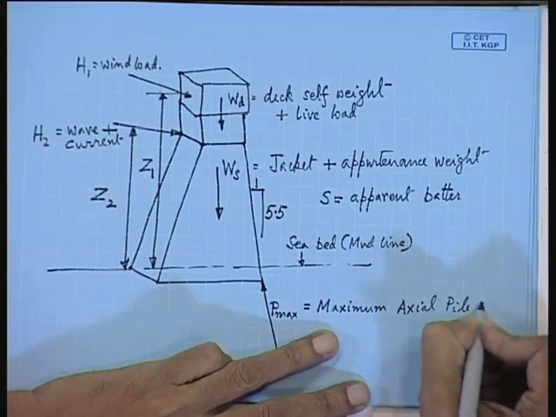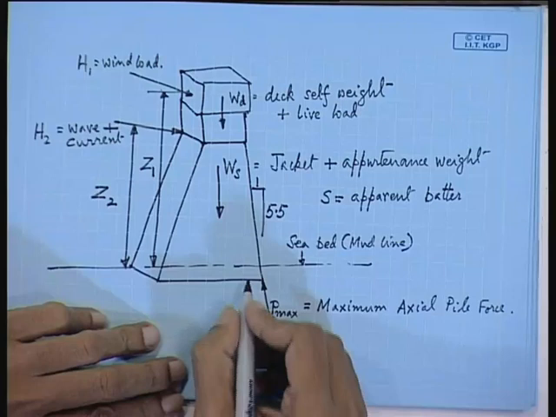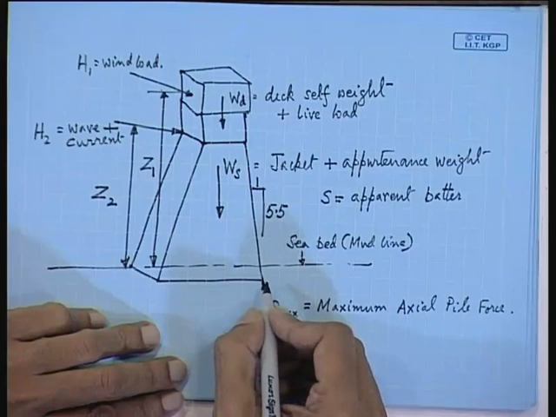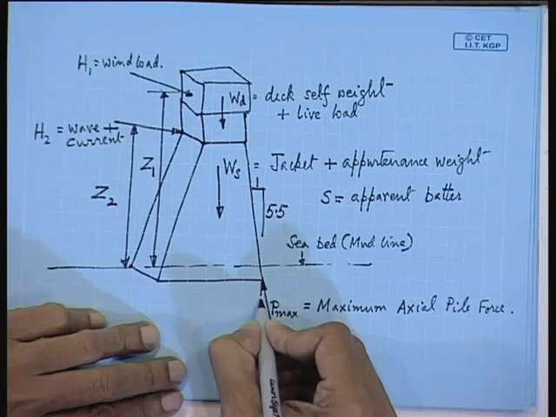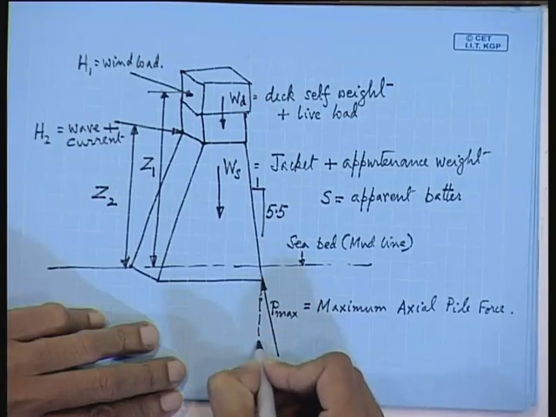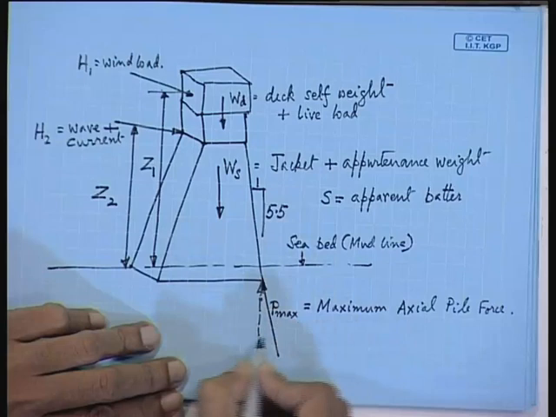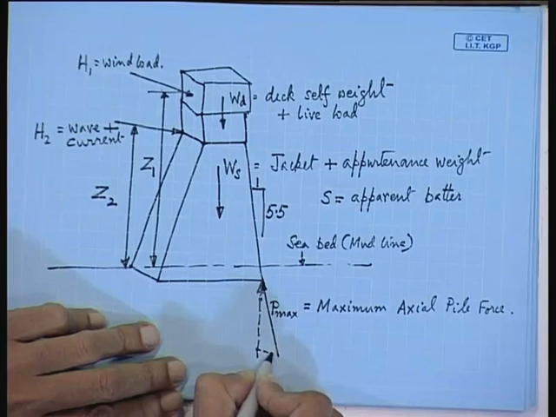Now remember, your pile has a batter, but what you have calculated is a vertical load, isn't it? So you have to transform this. At this juncture you try to make a force diagram. So this is your vertical load, and there will be another load coming in this direction. That is called the horizontal load.